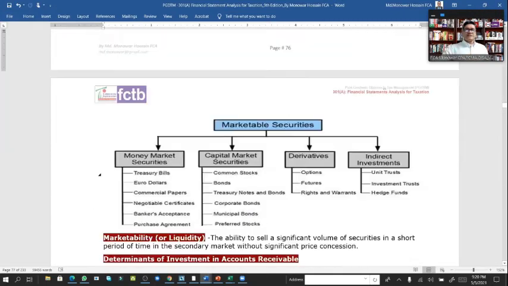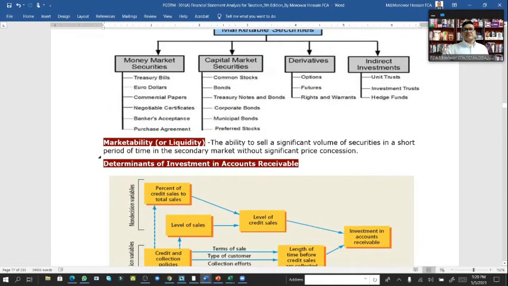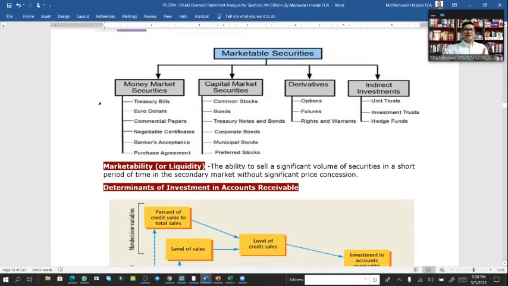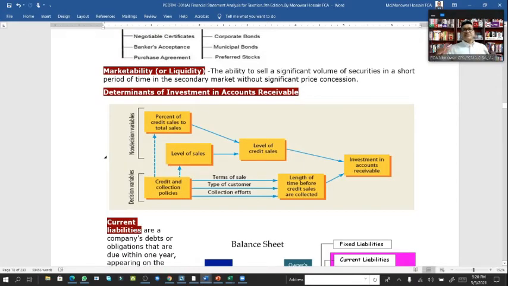So there are different types of market security. We have money market security: treasury bill, commercial paper, negotiable instruments, banker's acceptance, etc. And capital market security, we know the equity capital, that means common share, bond, etc. And sometimes there are some derivatives, but in our country we have no that types of item. Marketability means the ability to sell a significant volume of securities in a short period of time, in the secondary market without significant price concession.